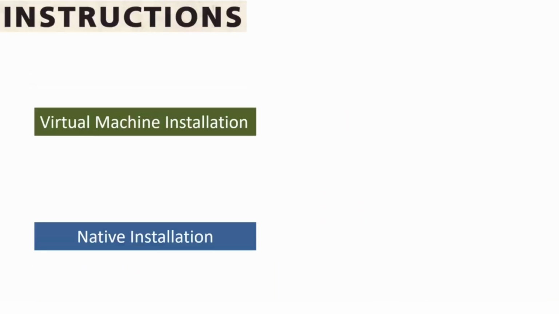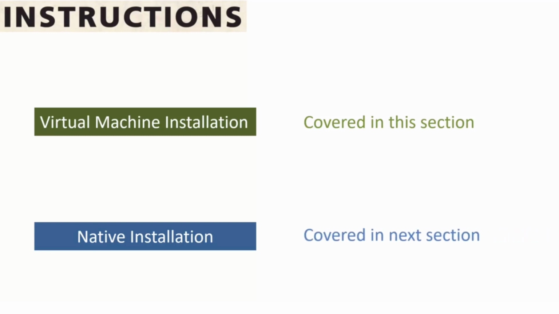The instructions for setting up Hyperledger Fabric in a virtual machine are covered in the lectures in this section. So continue with the lectures in this section if you are going with the VM-based installation. The native installation is covered in the next section. So what that means is that if you plan to go with the native installation, you can skip the rest of the lectures in this section and go straight to the next section.